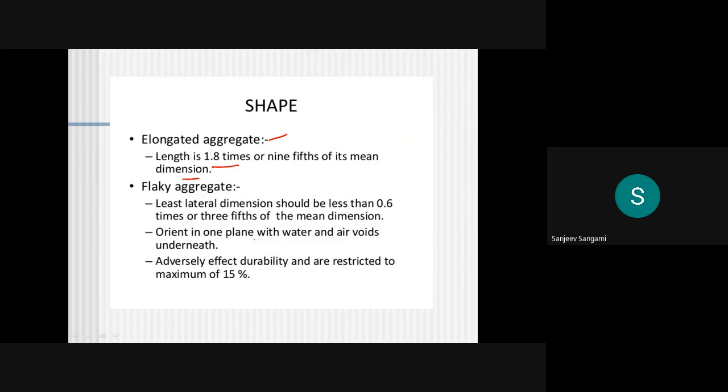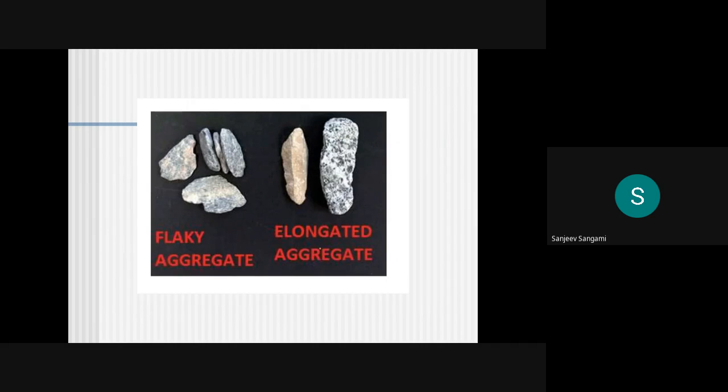They orient in one plane with water and air voids underneath, adversely affecting the durability as well, and they are restricted to a maximum of 50%. So you can see here, it is flaky as well as elongated. You can see the length is more, it's 1.8 times the mean dimension. Then flaky aggregates.